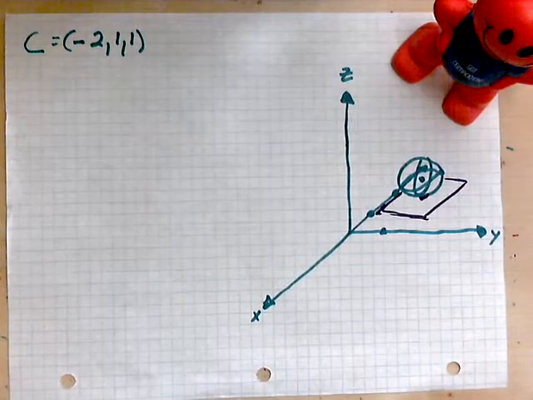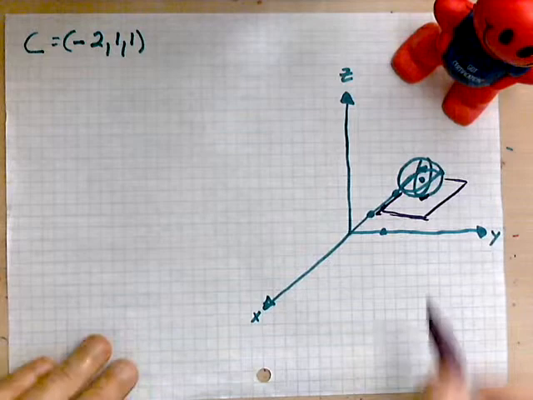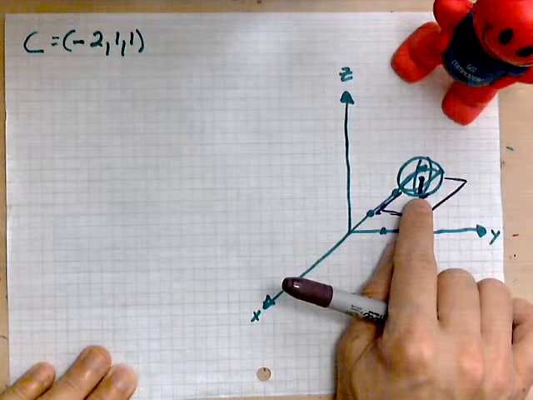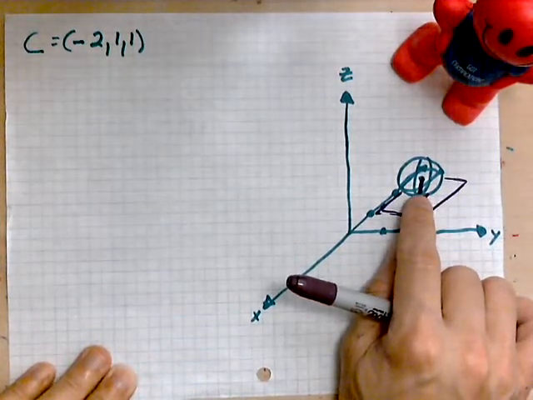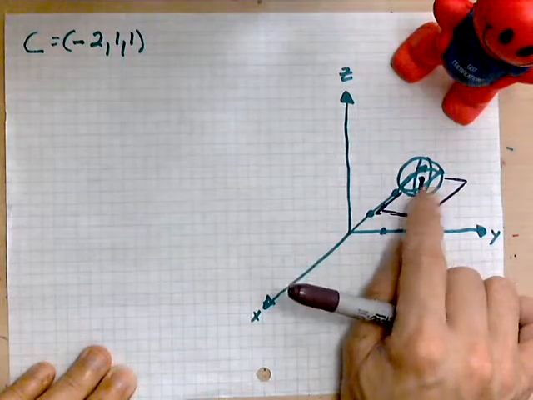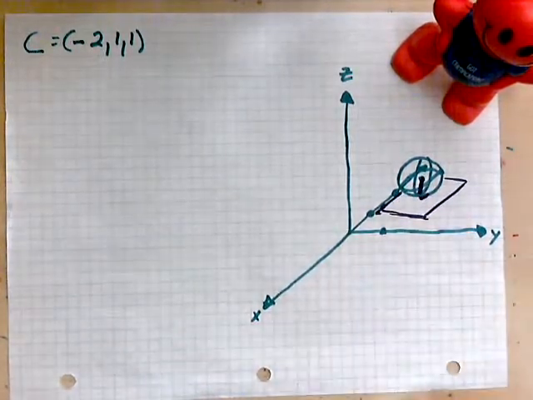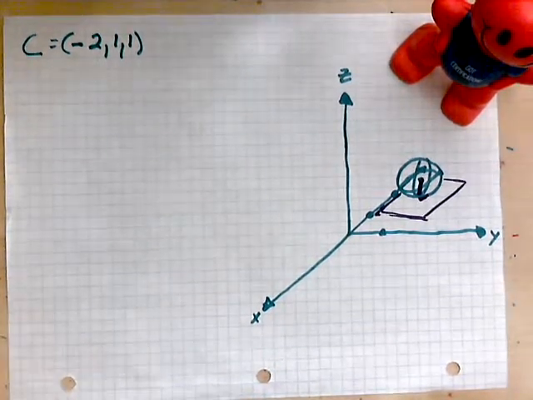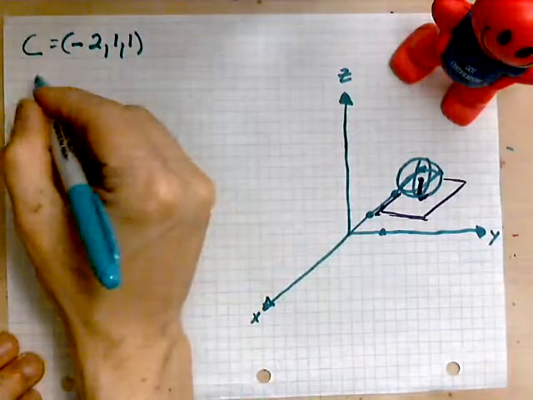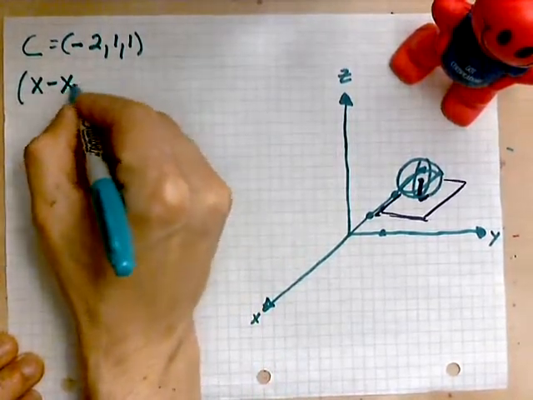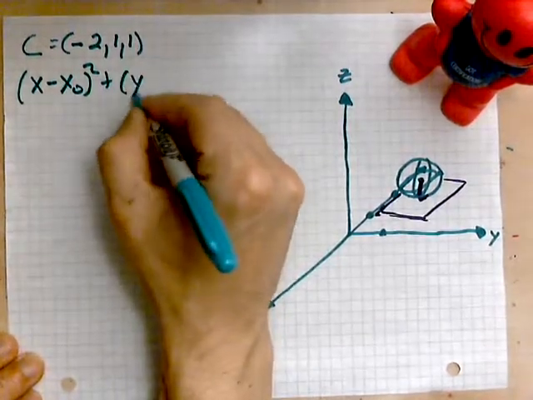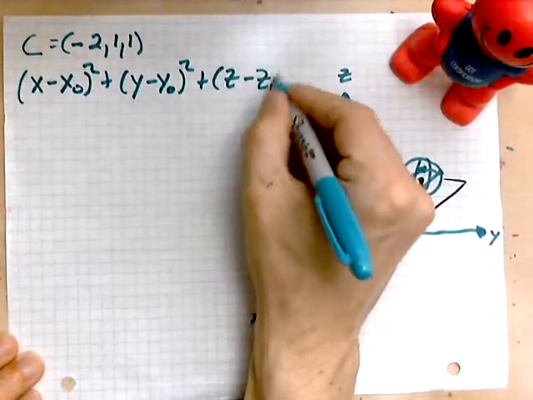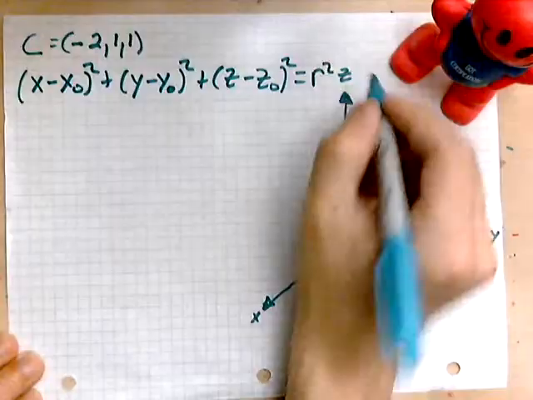So with this in place, we can identify the radius of the sphere. The radius of the sphere is simply the z-coordinate of the center point. So with that in place, we can write the equation of the sphere as follows. Let's review the basic concept: x minus x0 squared plus y minus y0 squared plus z minus z0 squared equals r squared.